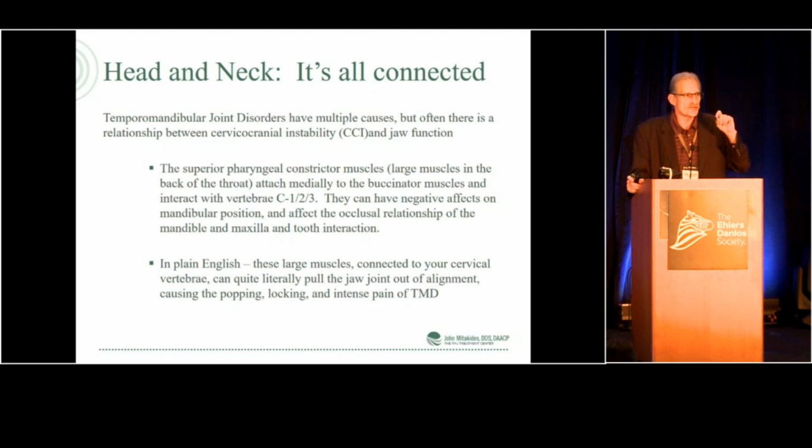So if you actually stick your jaw forward, you can feel the torsion against C1, 2, and 3. Now, in plain English, these large muscles connect to your cervical vertebrae, and they're quite literally pulling the jaw from side to side. In other words, the jaw can pull the vertebrae out, or the vertebrae can pull the jaw out. It goes back and forth. Now, this is what they affectionately call part of the CCI, the cervical cranial instability.